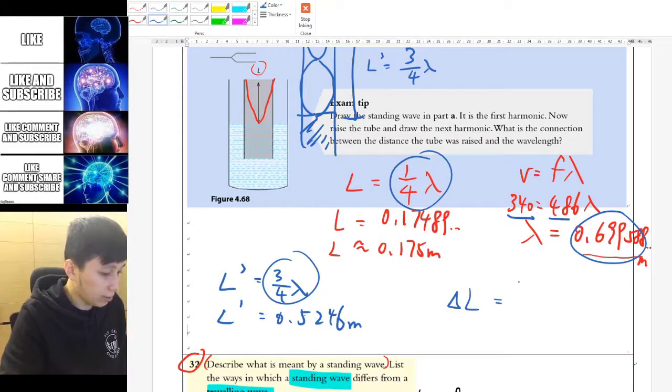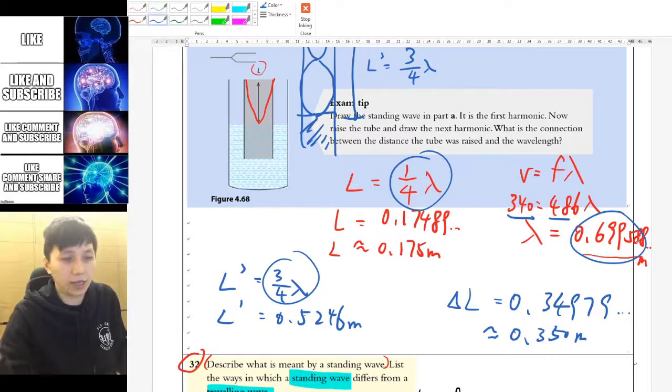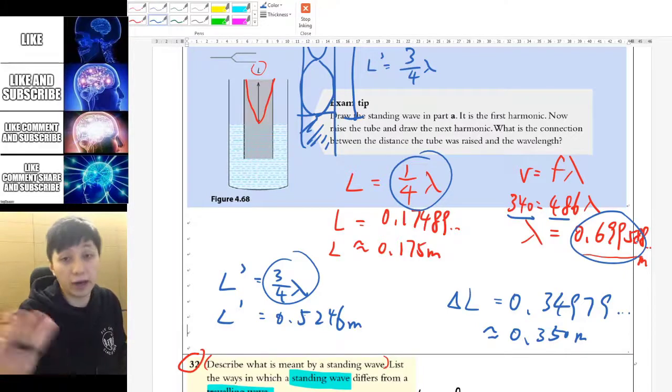And so the answer is going to be 0.34979, close to 0.350 meter. So that is about 35 cm.